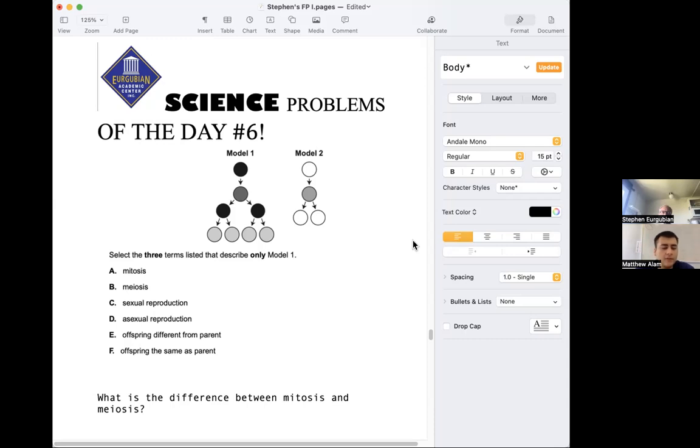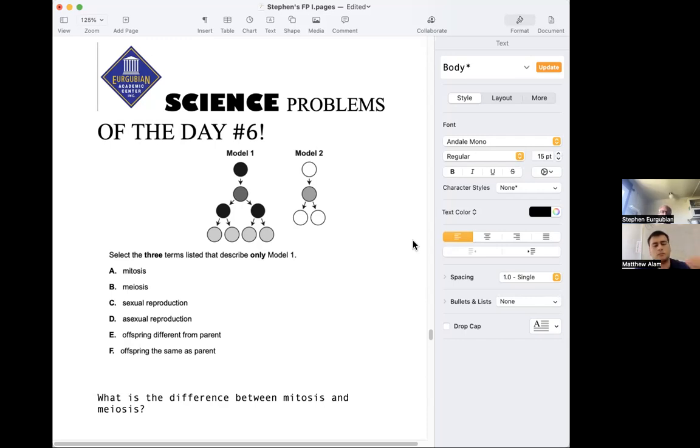And then offspring different from parent and offspring same as parent essentially means how similar is the child to the parent. So in some forms of reproduction, the offspring is actually identical, because if you are copying yourself, there's nobody else's genes getting involved in the reproductive cycle. So this is just a brief overview.